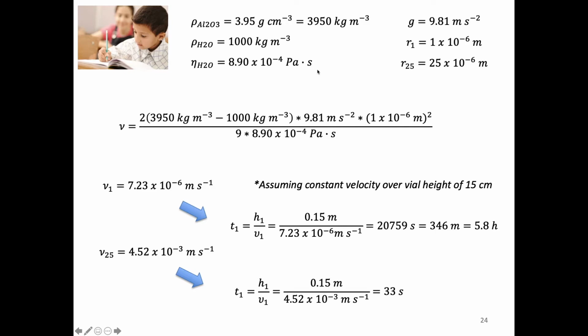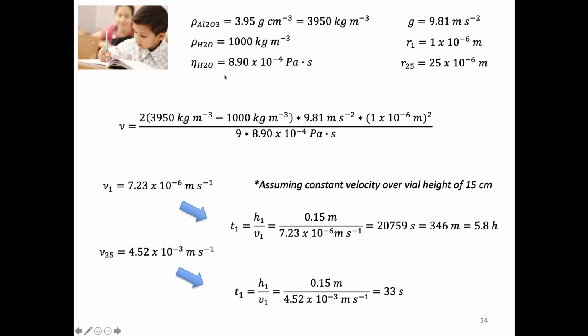This is in Pascal seconds. The first thing is I've got everything in SI units. I've converted to kilograms and meters, Pascal seconds, and I've also got the gravitational constant in meters per second squared, and then a radius in meters as well. So I've changed everything into SI units.